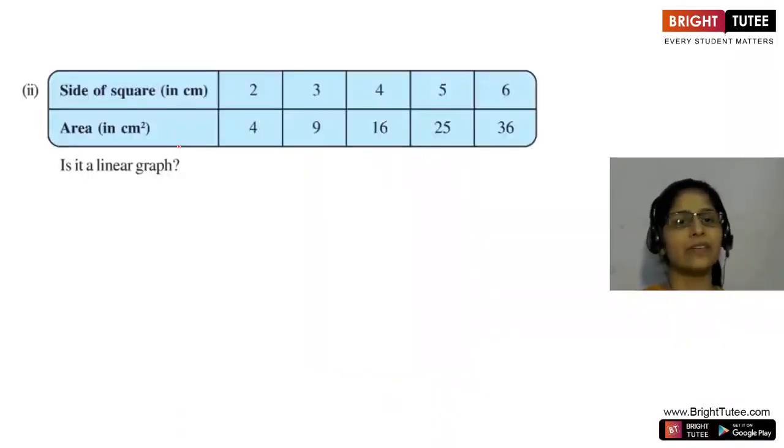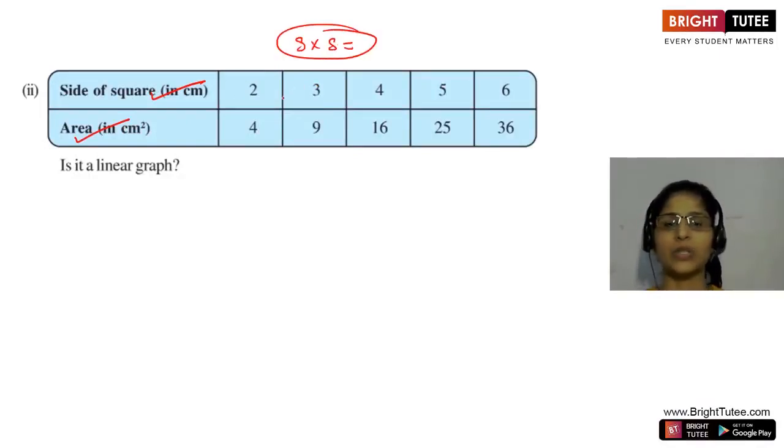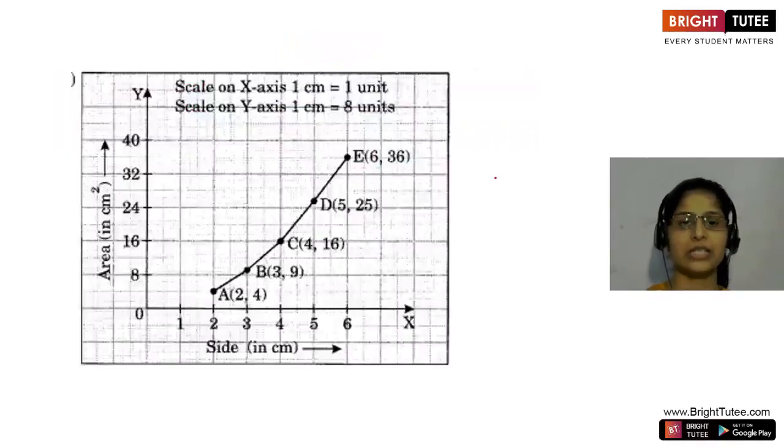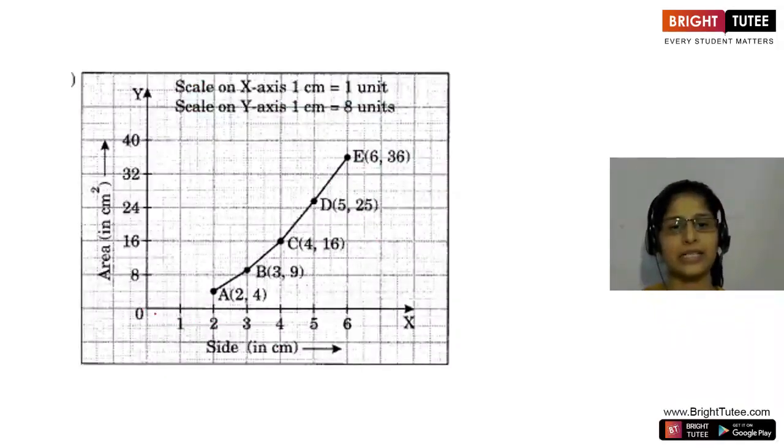Similar question on area, we have the side of the square given, and then we have to write the area. So you know the area formula for the square is side into side, that means the square of the value of the side. So see, the squares are written here in the table. On one axis we'll take the side, on the other axis we will take the area. So just see, the graph would look like this. Here the sides are written and here the area is written.